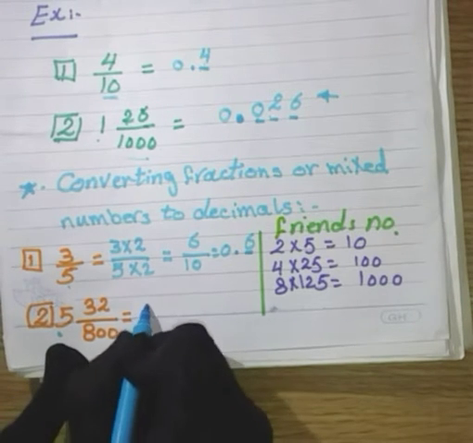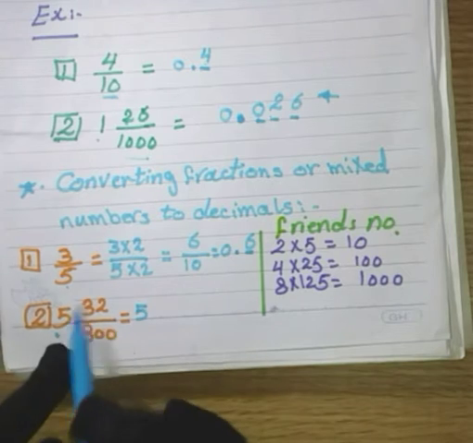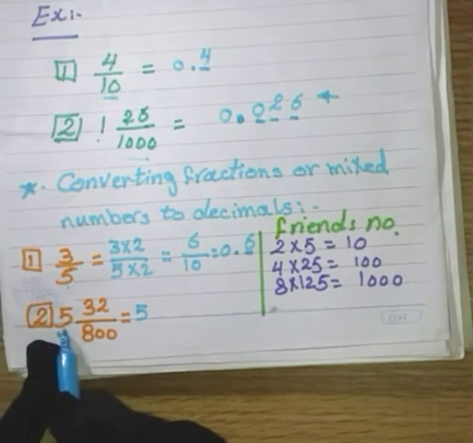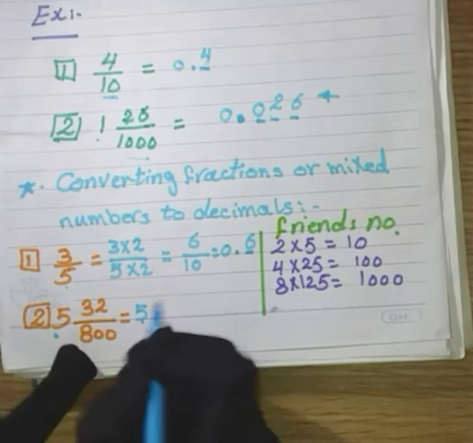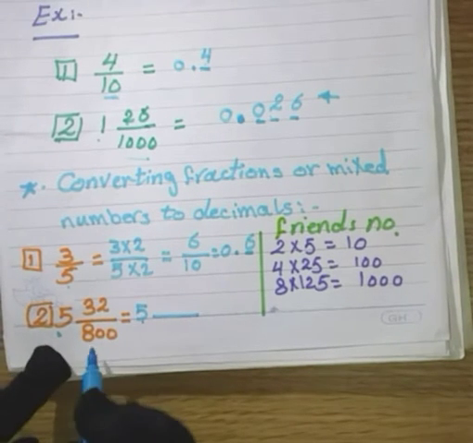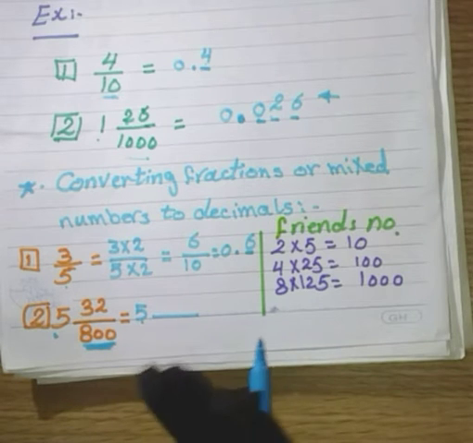So I have the 5. Of course, don't touch the whole number. When you change the fraction part, don't touch the whole number. My whole number was 5, so the 5 stays as it is. And the 32, we agreed that I need to make the 800 either 10, 100 or 1000. Okay, it's easy now for me.